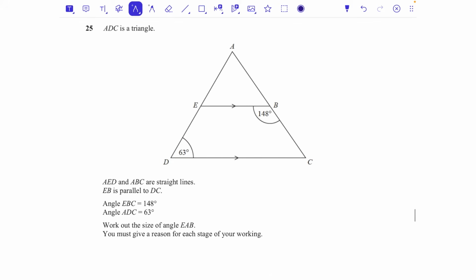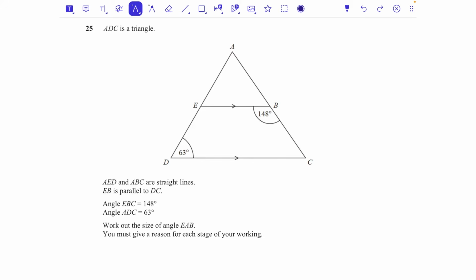Question number 25. ADC is a triangle. AED, so that's this line here, is a straight line. And ABC is a straight line. That's that one there. EB is parallel to DC. We can see that from the little arrows. Angle EBC is 148, which is labelled on there for us. And angle ADC is 63.